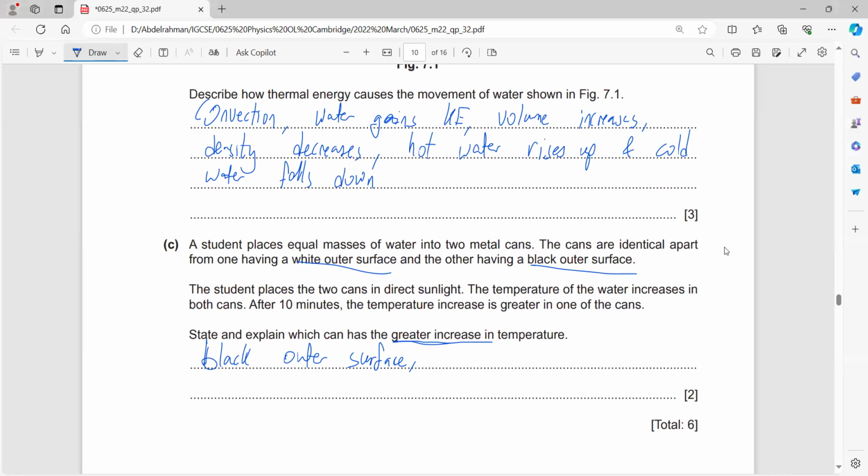Black is always the best absorber of infrared radiation. You can't say it's the best conductor. No, you can't say it's the best emitter. In this case, it has to be the best what? The best absorber of infrared radiation. Okay.